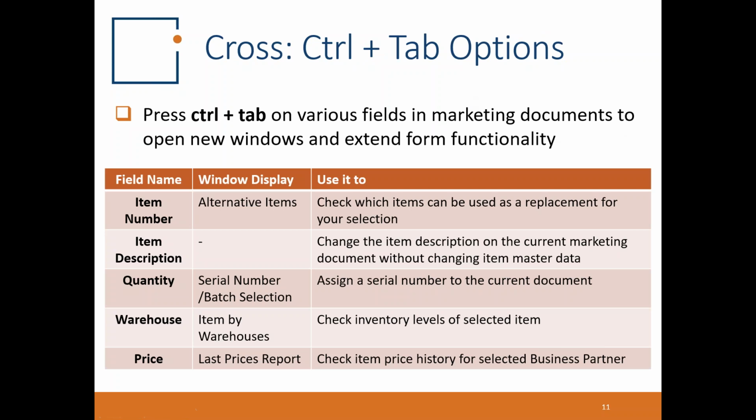All right. So for our next tip, there is extended functionality from various fields within marketing documents by pressing Control Tab on them, and on this slide you have a summary of what those fields are and what they display. So the idea behind it is that if you press Control Tab in any one of these fields, like item number, description, quantity, warehouse, or price, an additional window comes up that lets you have a little bit more detail added or viewed when you're working a marketing document. And Oren will demo each one of those.